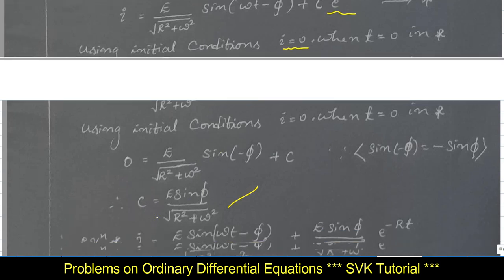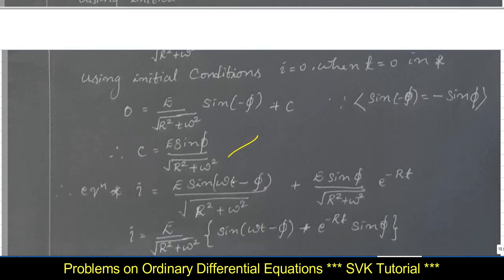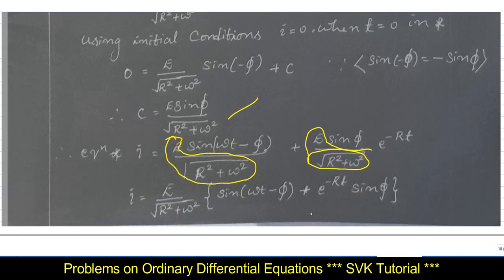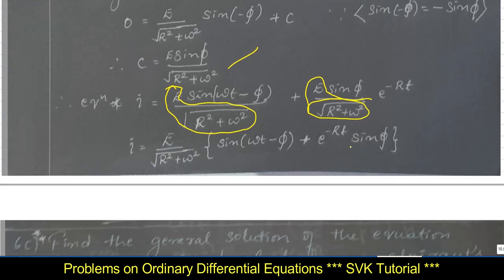We are going to get I equal to E sine of omega t minus phi divided by square root of R square plus omega square. In place of C, I am substituting that value. We get E sine phi divided by square root of R square plus omega square, e power minus Rt. Taking out this common term, E by square root of R square plus omega square, we are left with sine of omega t minus phi plus e power minus Rt sine phi. So this is the required solution for the LR circuit.